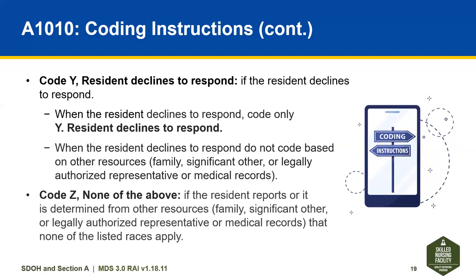Additionally, for this data element, code Z is also available, none of the above. And this is coded if the resident reports or it's determined from other resources that none of the listed races apply.